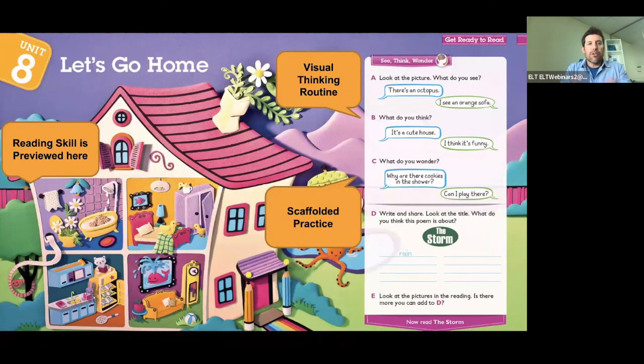So we start off the unit with this very bold, colorful, engaging picture. We've got our visual thinking routine, not just what can you see, but what do you think about what you can see? What does this picture make you wonder? And there's loads going on in this picture for them to be able to think about. Why is there an octopus in the garden? What is coming out of the chimney? What can you see in each of the rooms?